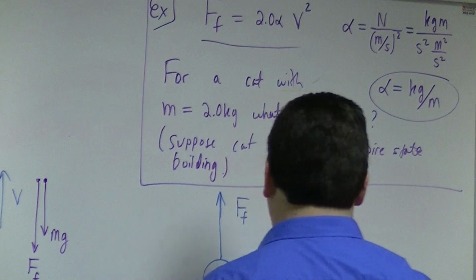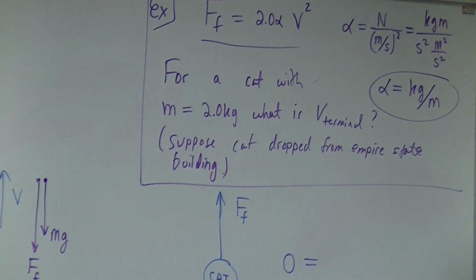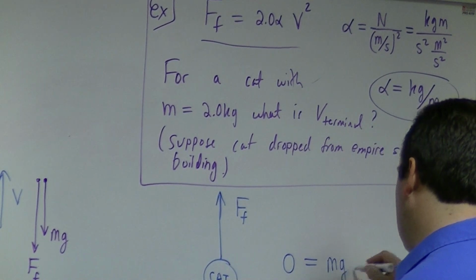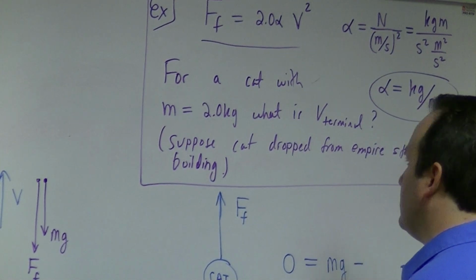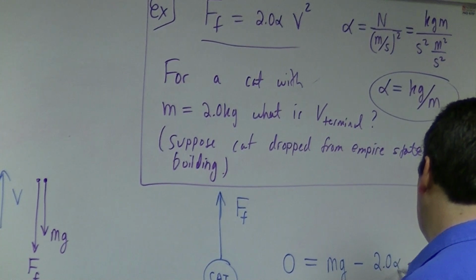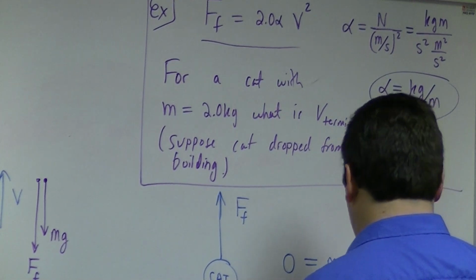Let's see. So to find that, we just say the acceleration is 0. To reach terminal velocity, that means it's not speeding up anymore. Its speed is not changing. So 0 is equal to mg minus 2.0 alpha v squared.